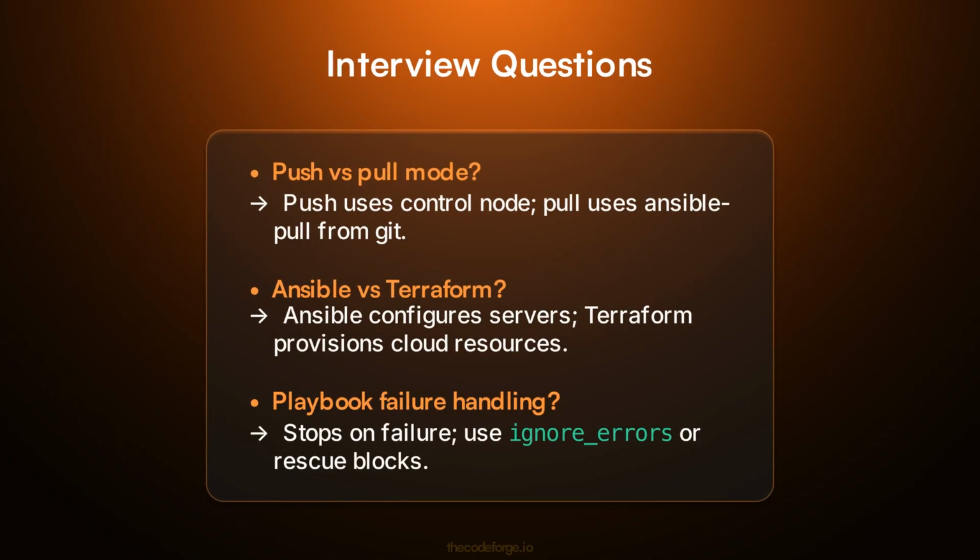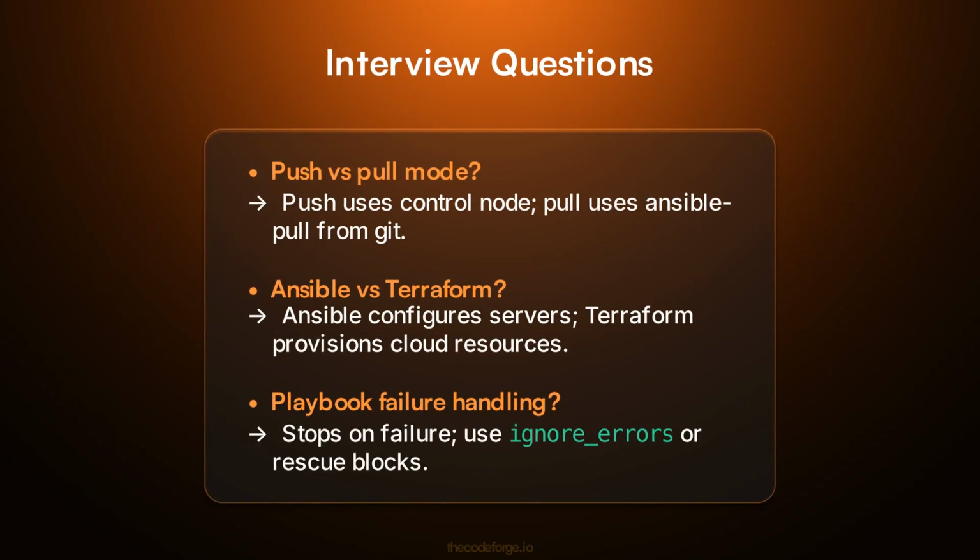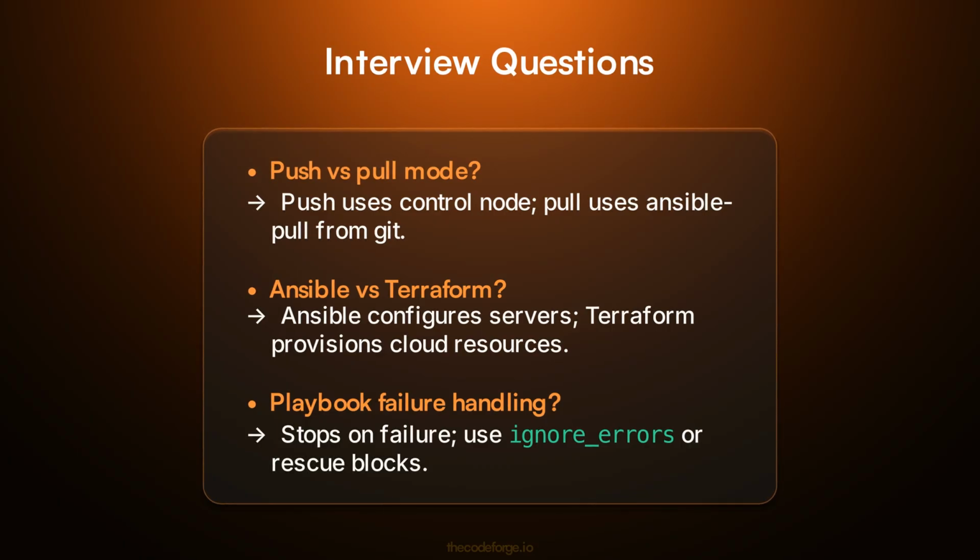Let's run through some common interview questions. Push vs pull mode: push uses the control node, pull uses ansible-pull from Git. Ansible versus Terraform: Ansible configures servers, Terraform provisions cloud resources. Playbook failure handling: it stops on failure. Use ignore_errors or rescue blocks.